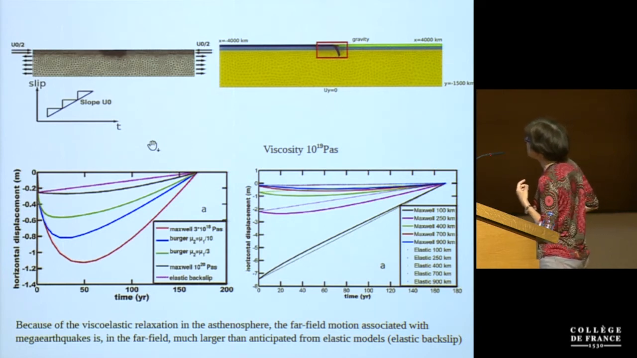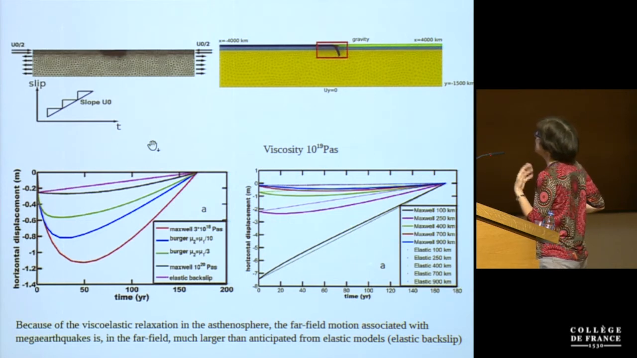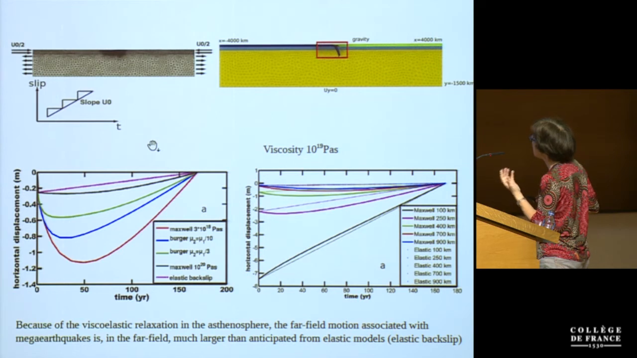And now what you see here is the response of one of the models, one which has a relatively large viscosity. So the viscous effect is not very large, but you see it as a function of distance to the trench. And when you are close to the trench, the full lines are viscous models, and the dashed lines are elastic models.